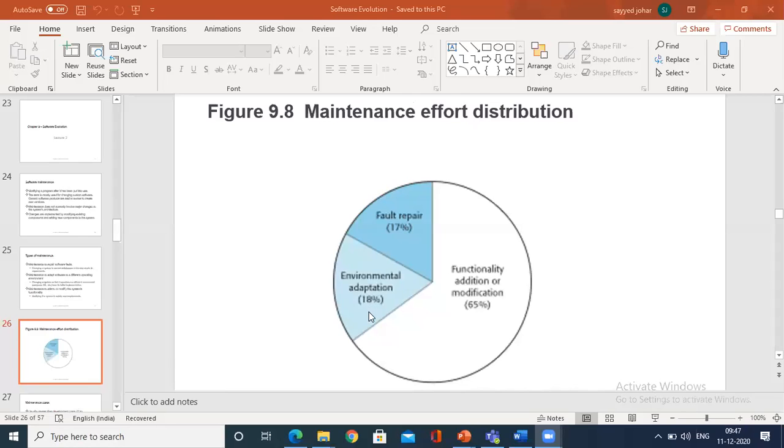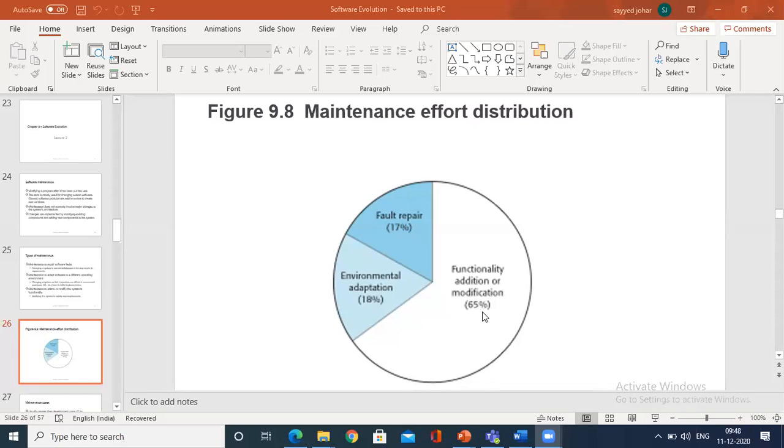Cost wise, we have to spend 18% of the capital, whereas for functionality addition, any sort of functionality or features to be added, it is the same as changing the system 50%. Try to understand. So it is changing the system 50%, and 65% of the cost has to be spent in order to modify the functionality or add the modification.